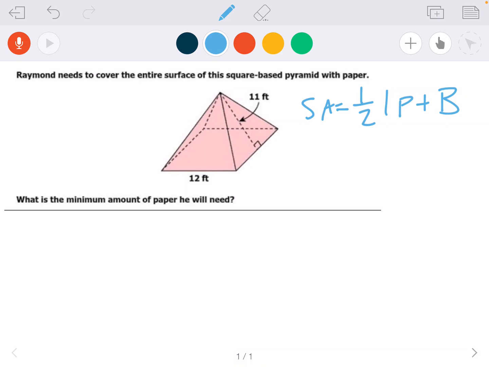So we've talked about volume and surface area. Raymond just wants to cover the outside surface. He's not filling the square-based pyramid up. So we're not talking about volume, we're actually talking about surface area.